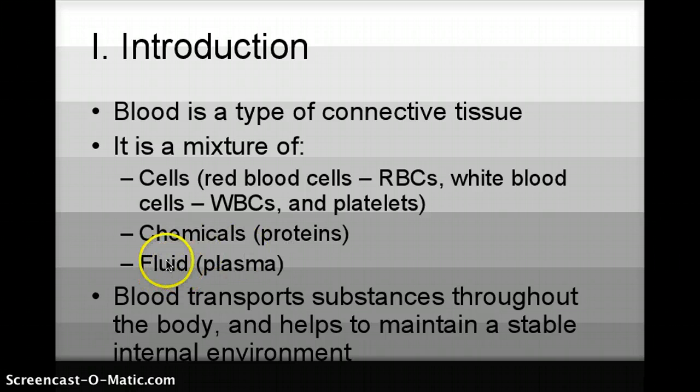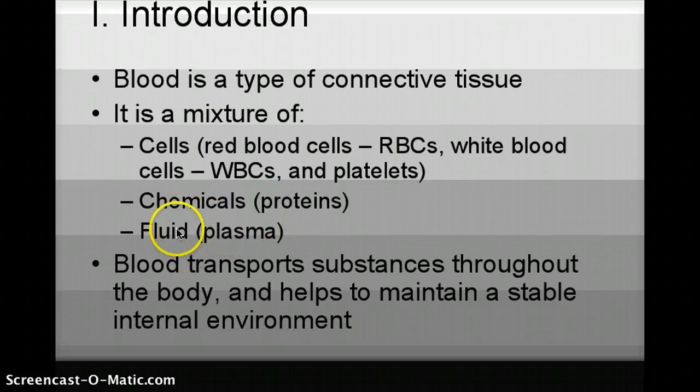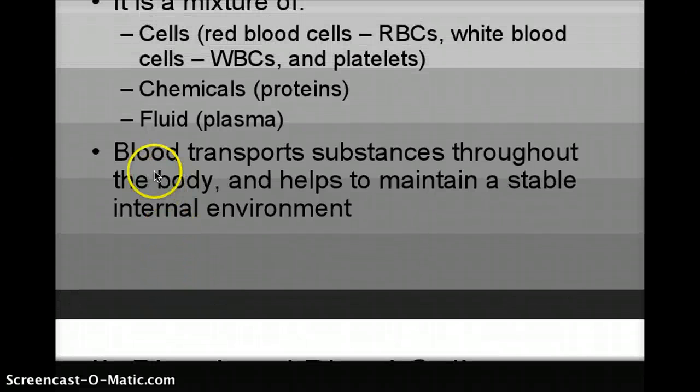And then we have the fluid-filled portion. The majority of that, about 95% of the plasma itself, is actually made up of water. But there are other chemicals, everything from carbohydrates, lipids, and some more proteins within that fluid portion. Blood transports substances throughout the body. One of the primary things it does is help maintain homeostasis. If you think about a stable internal environment, it doesn't always have to be about shivering and sweating, but it could also be about removing toxins.